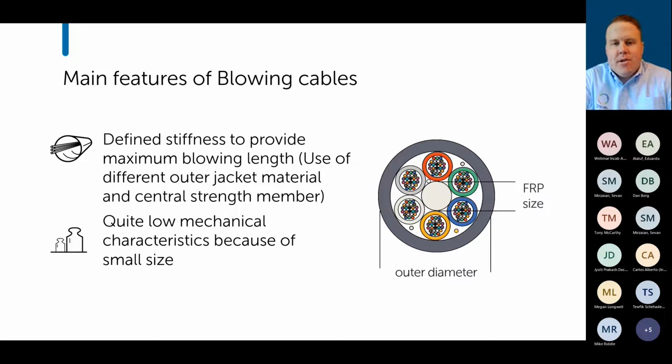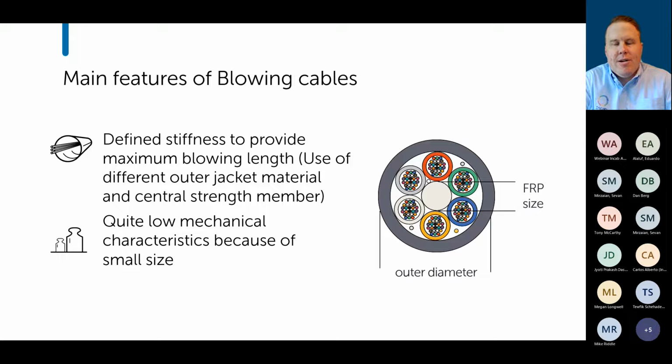So looking at just our cable itself, the thing is with this cable, because it is such a smaller cable, the mechanical characteristics overall are very low. We don't have near the crush rating out of a blown cable that we're going to have out of a standard cable. Again, because it's a thinner jacket. So what we're going to do is try to achieve a defined stiffness of the cable that's going to give us the maximum blowing length.